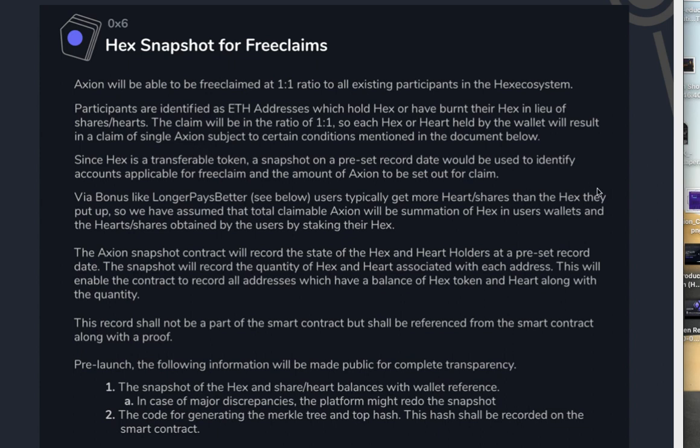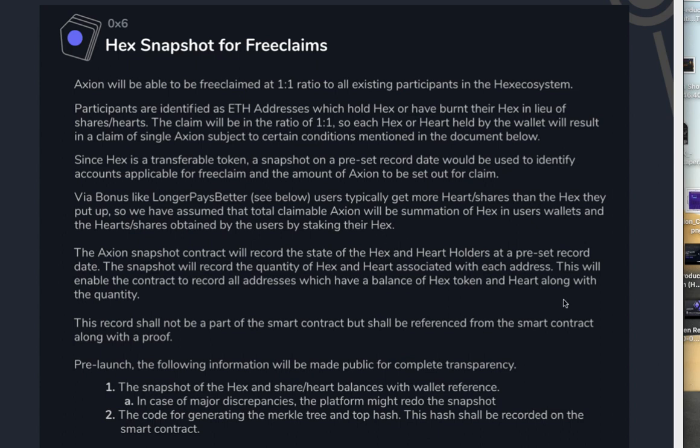Since Hex is a transferable token, a snapshot on a preset record date, which was the 12th of May 2020, would be used to identify accounts applicable for free claim and the amount of Axion to be set out for claim. Via bonus, like longer pays better, users typically get more heart shares than the Hex they put up. So we have assumed that total claimable Axion will be the summation of Hex in users' wallets and the heart shares obtained by the users by staking their Hex.